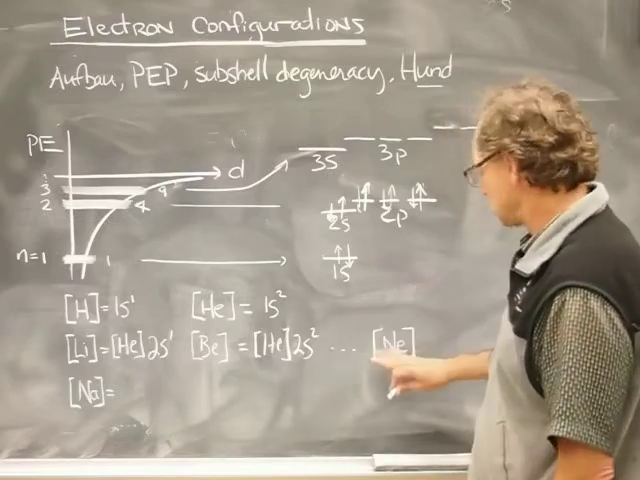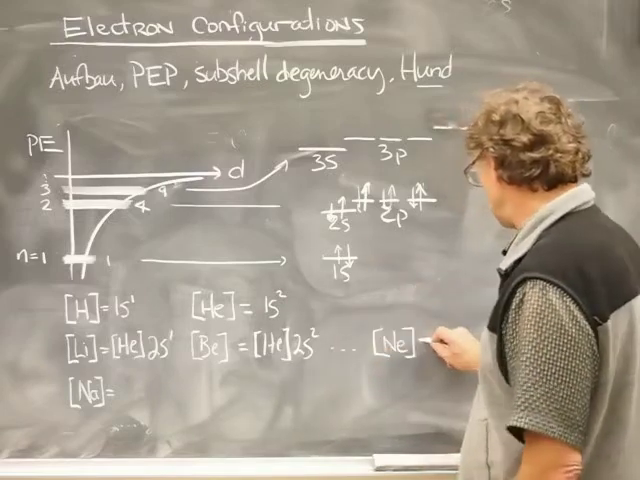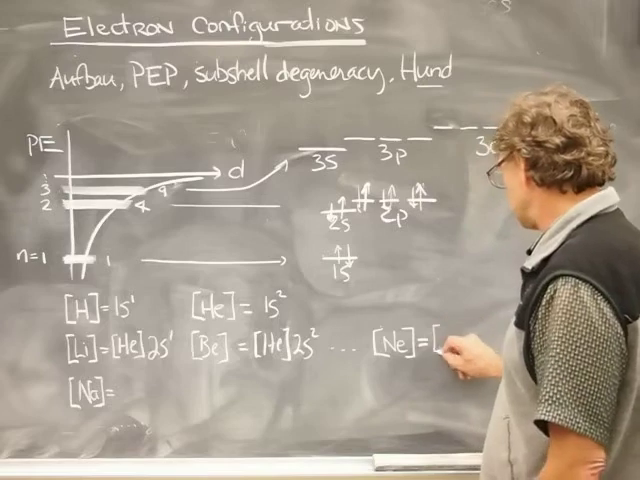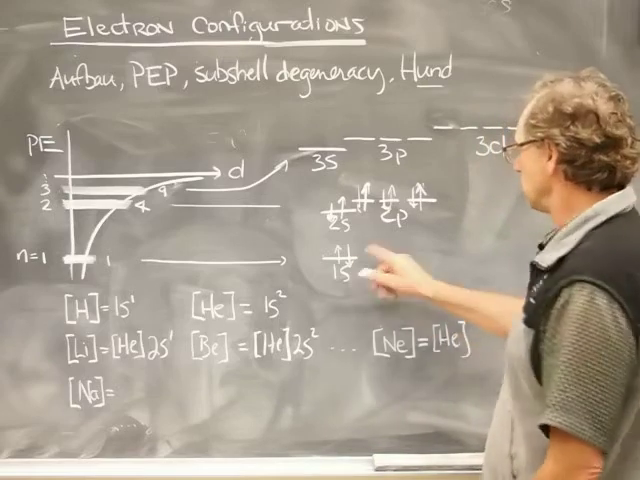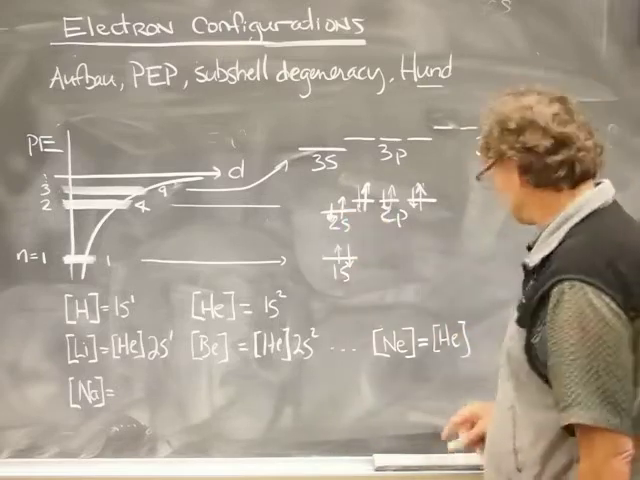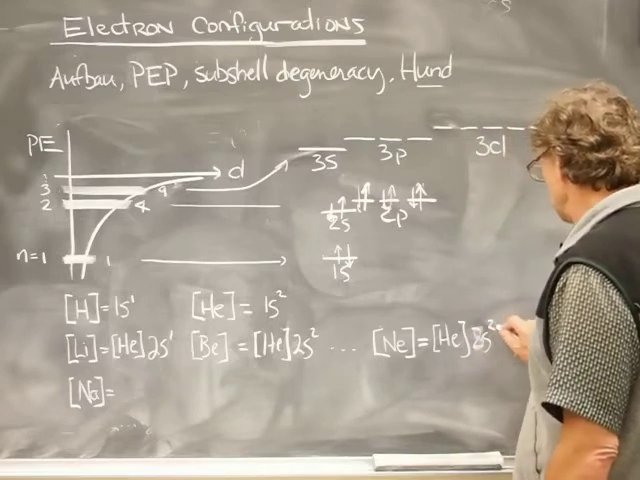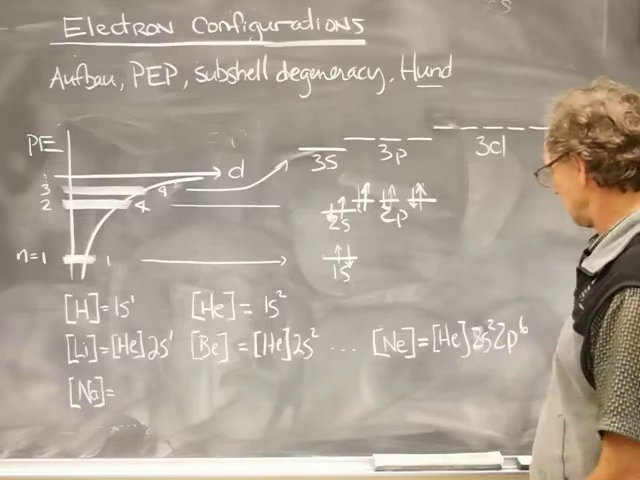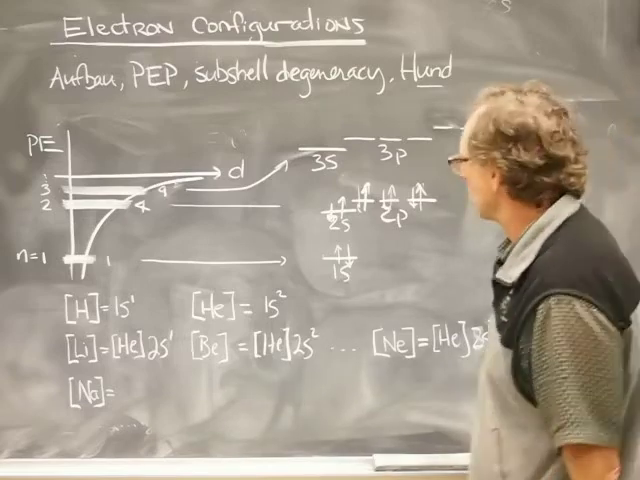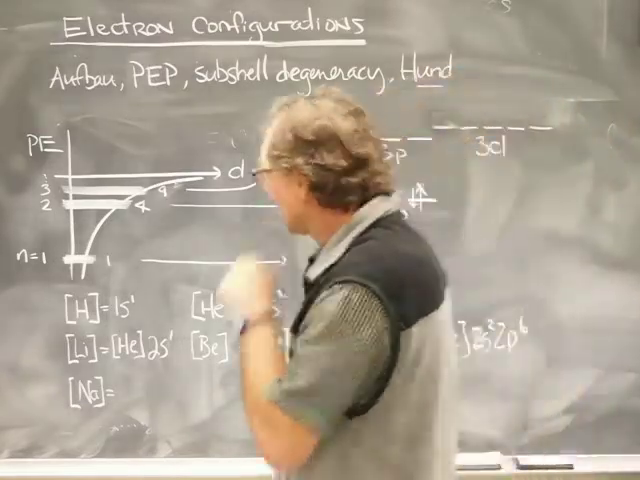10 electrons is the electron configuration for neon, and I would say that's the same as helium, which is the core electrons, plus all these valence electrons, which would be 2s2 2p6. We have one more shell to work on.